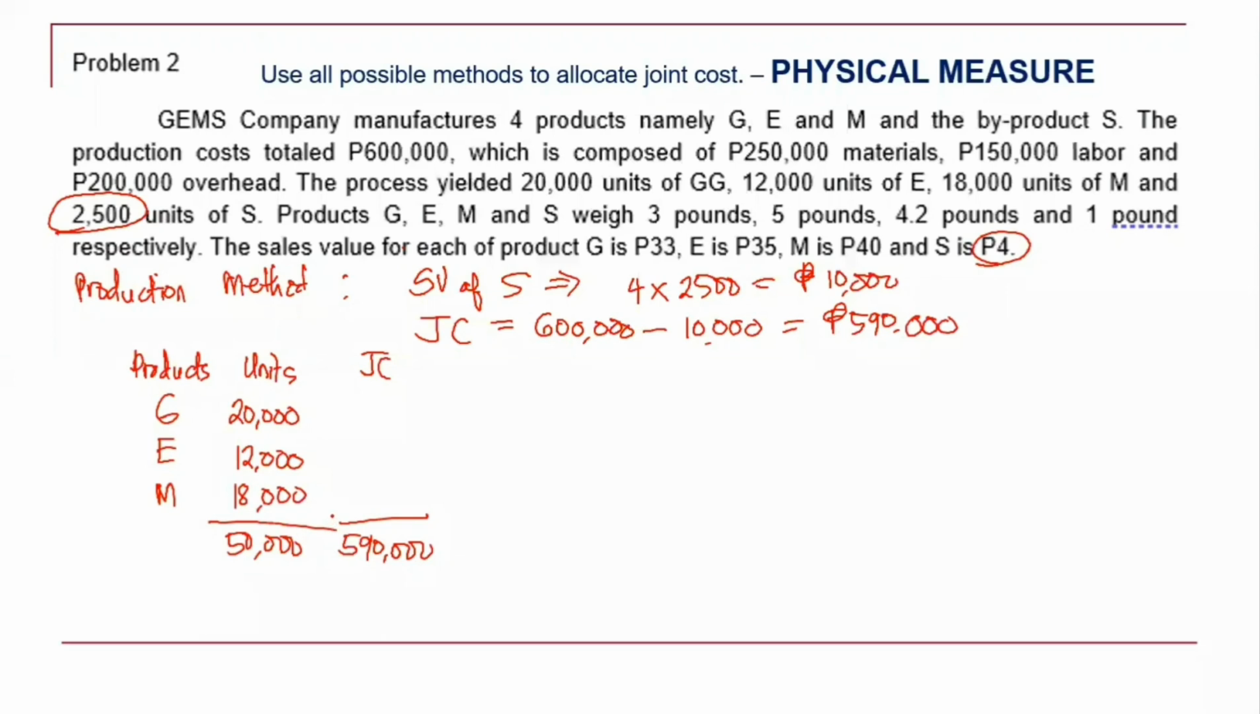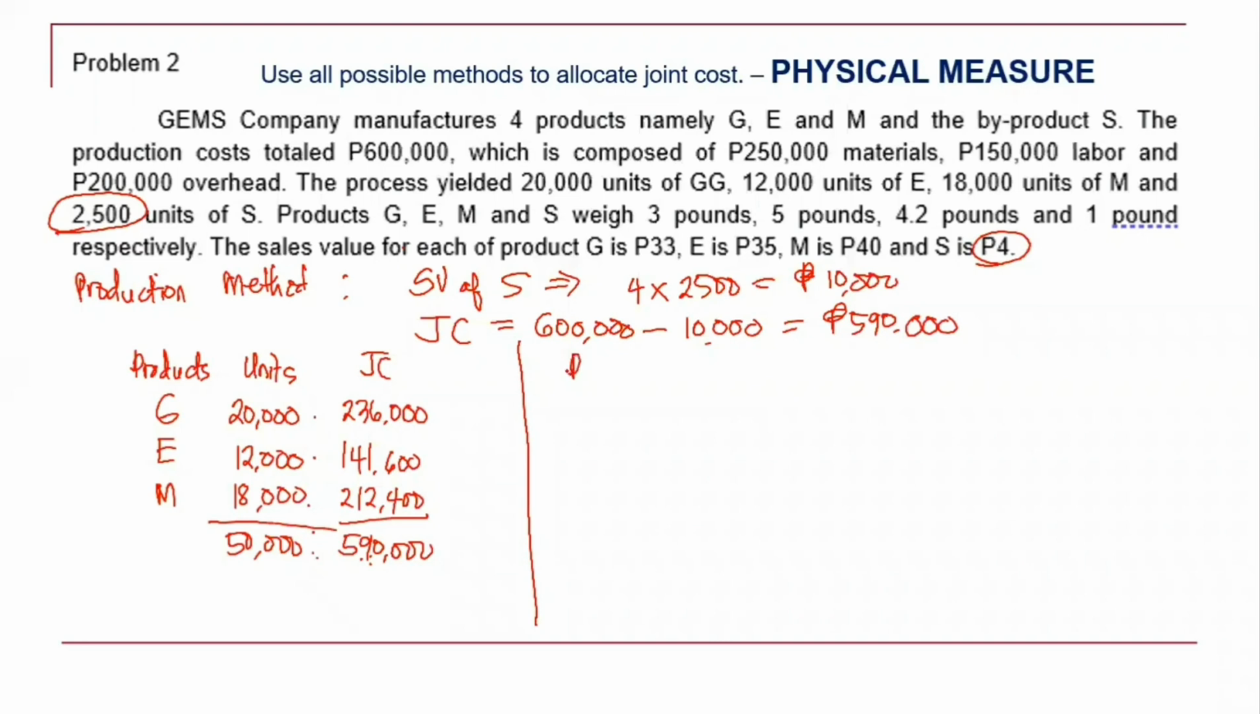So, magkano ma-allocate na joint cost kay G? So, that would be 590,000 times 20 over 50. So magkano po 'yon? So that would be 236,000. Ayan. For E, 590 times 12 over 50. So that's 141,600. Then for M, 590 times 18 over 50. So that's 212,400. Ayan. So that would be your joint cost. So nakuha po, yun lang yung tanging difference niya.